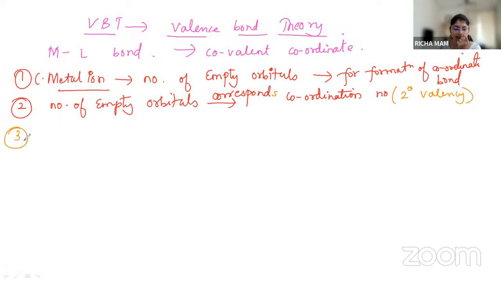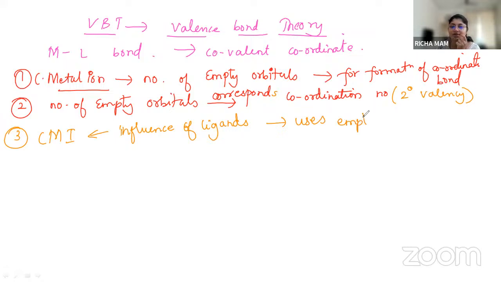Fine. Third one, so when this central metal ion comes under the influence of ligands, it will use the empty orbitals. Which are the empty orbitals? S, P, D, and F. It uses them for hybridization.